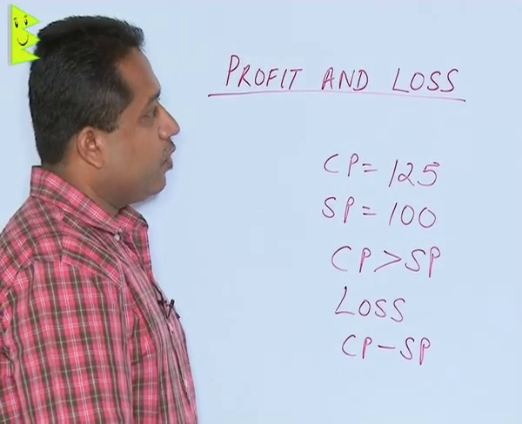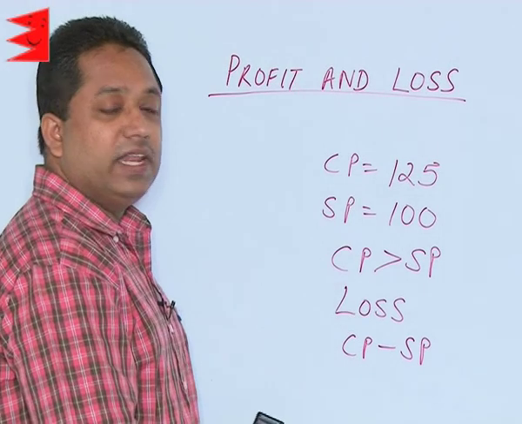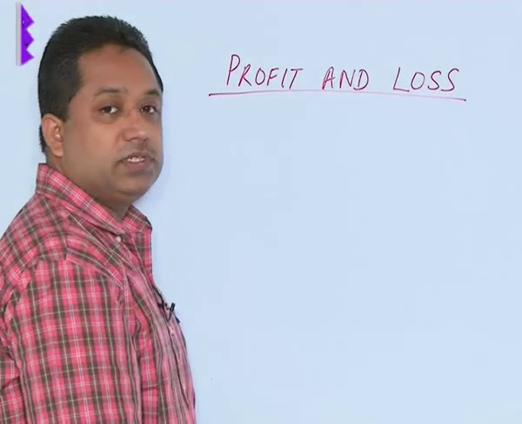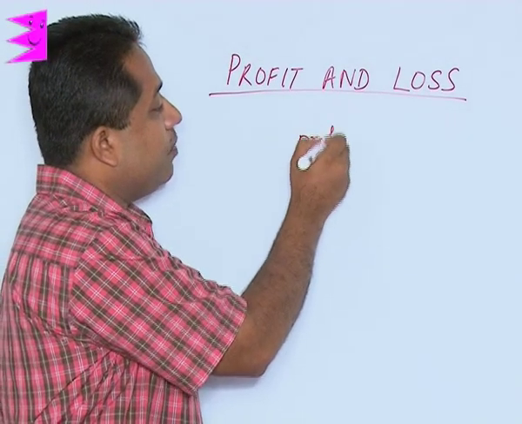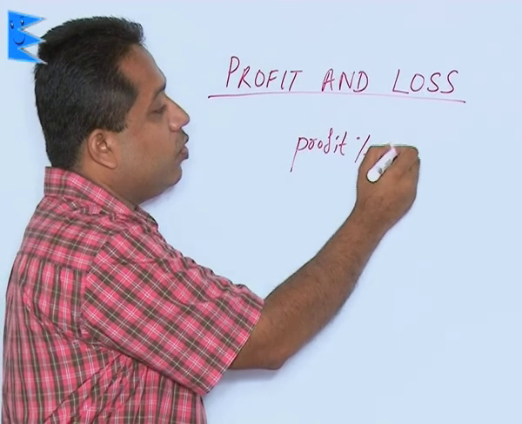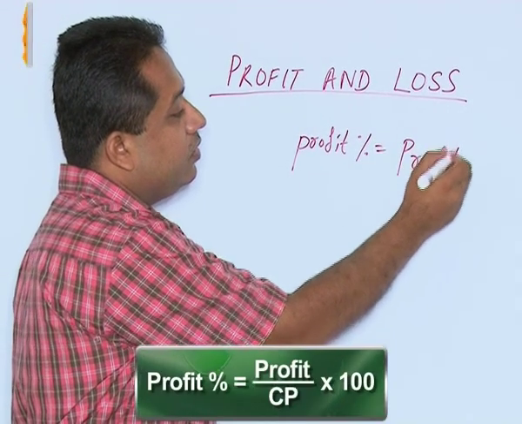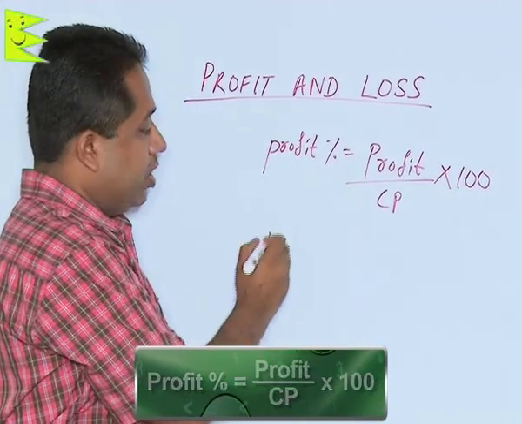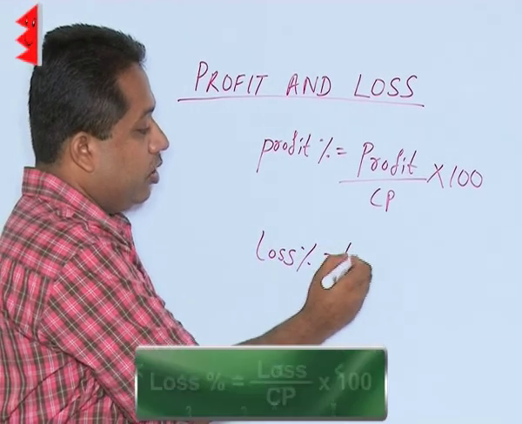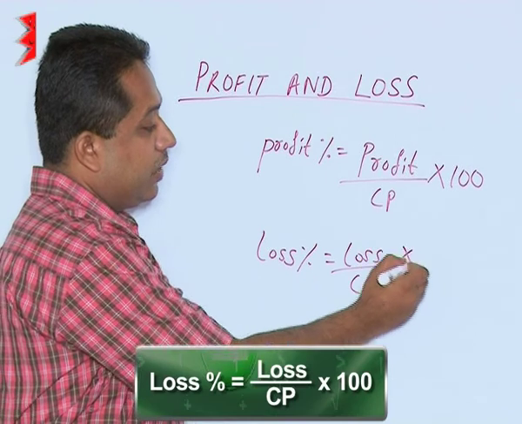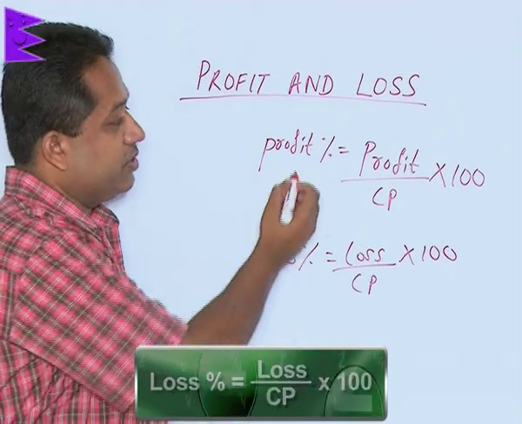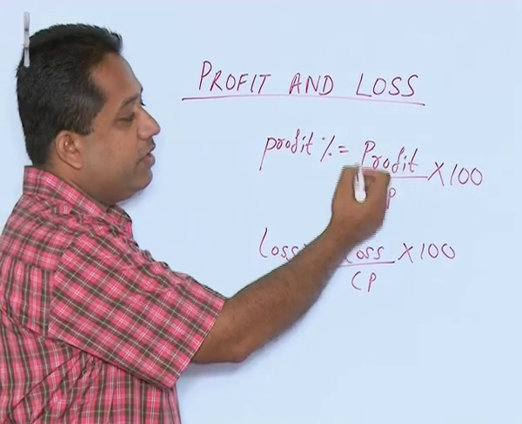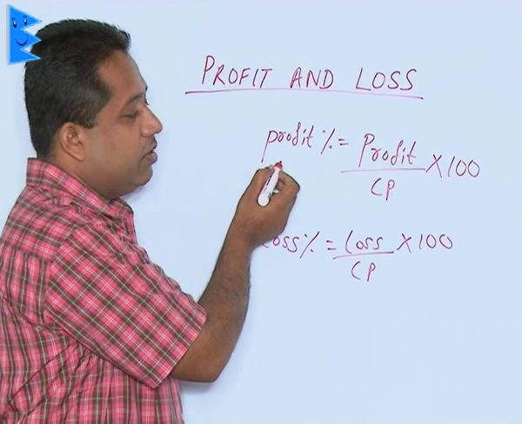So therefore profit and loss can be understood in terms of the selling price and cost price. Now what is the profit percent and loss percent? Now when I consider the profit percent, it is equivalent to the profit divided by the cost price multiplied by 100, and loss percent is equal to loss upon CP multiplied by 100. Profit percent is profit upon CP into 100. That means profit is SP minus CP.